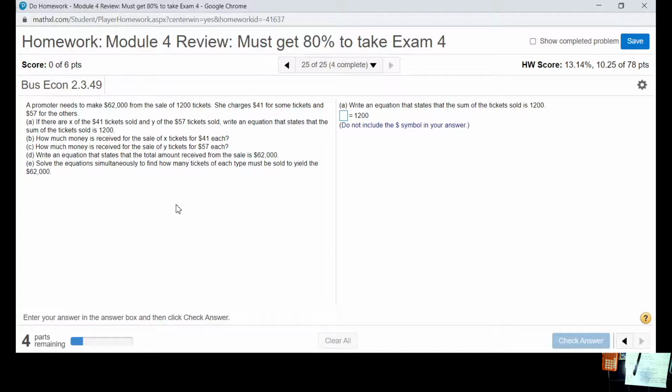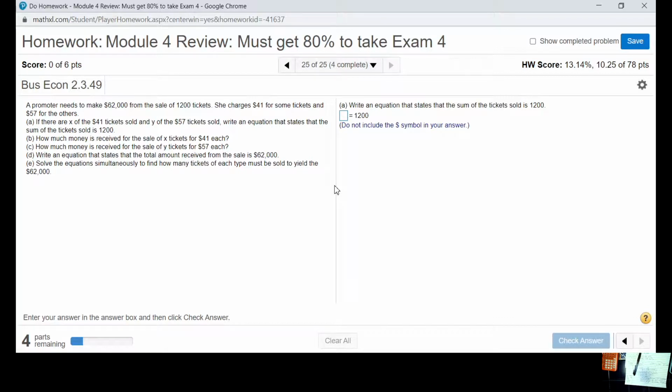Let's look at this last one. This one we have to kind of set up our equations again. All right, a promoter needs to make $62,000 from the sale of 1,200 tickets. There's a couple of totals right there. She charges $41 for some tickets and $57 for others. If there are X of the $41 tickets sold and Y of the $57 tickets sold, write an equation that states the sum of the tickets sold is 1,200.